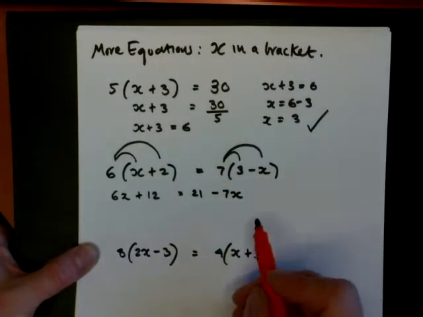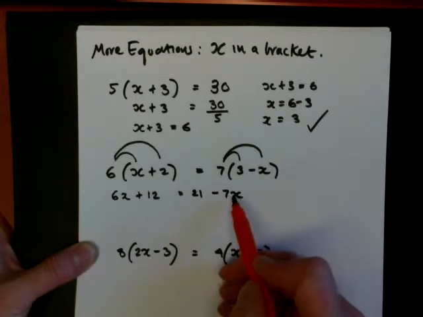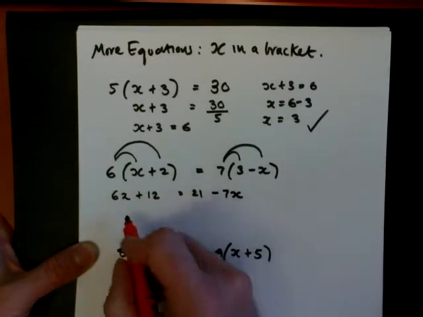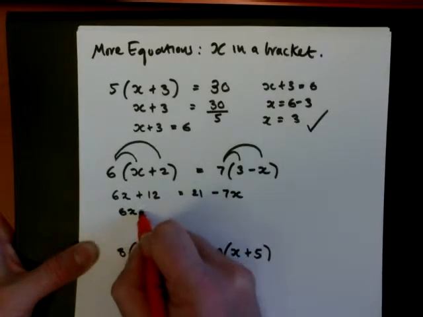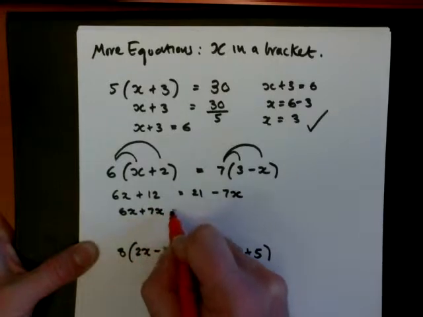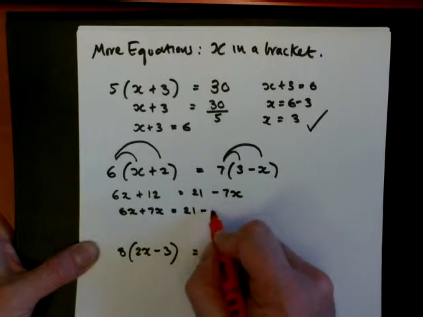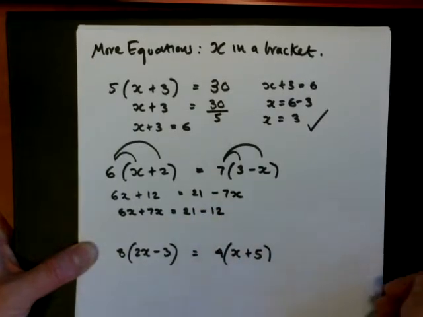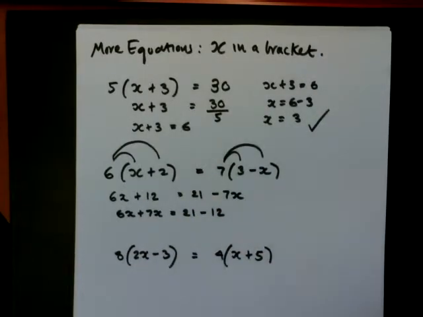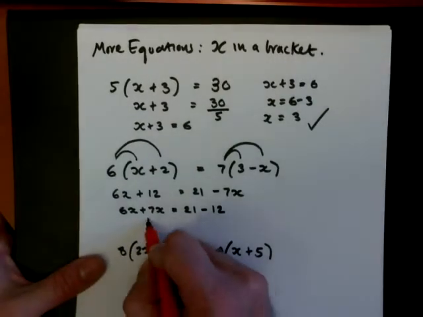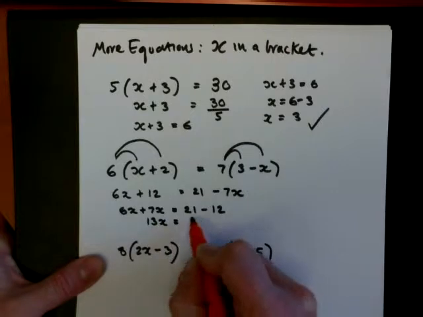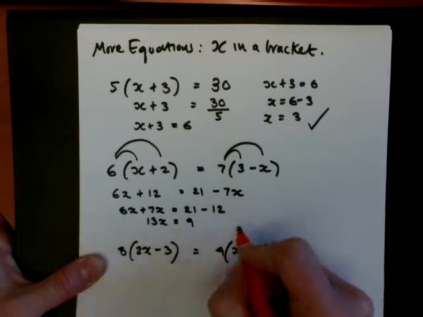We now want to collect our x's on the same side. Now, we'll move our minus 7x over. That will become positive, as it's been moved over the equal sign. We then need to move our 12 over to the other side, which then changes its sign to a negative. Now, I hope you've watched the earlier video that shows you how to do these 2 steps together. So we have 13x equals 21 take 12, which is 9.